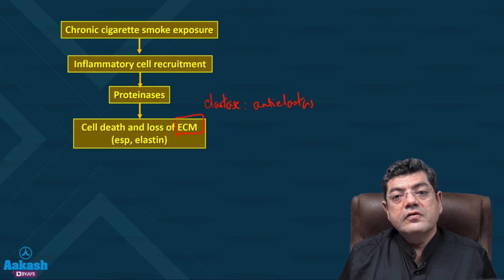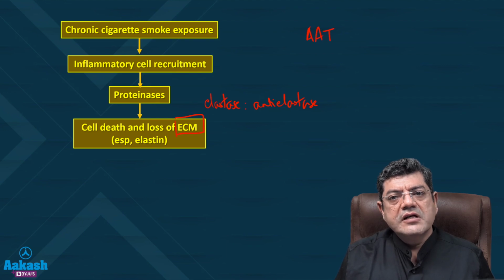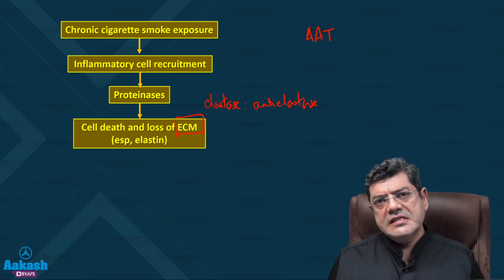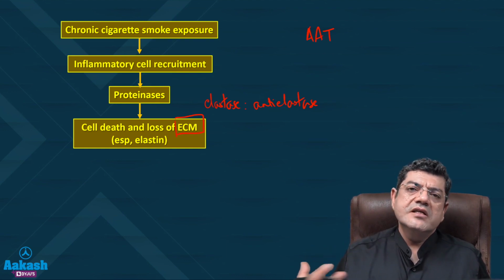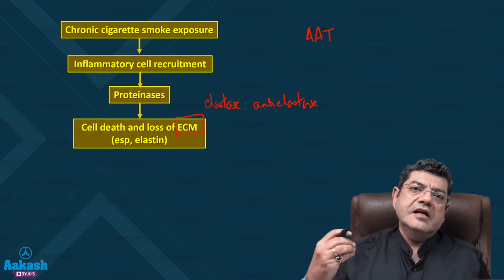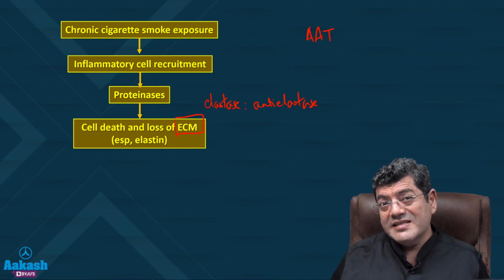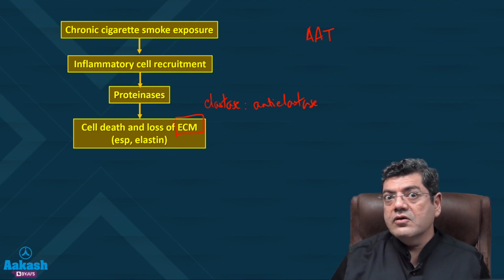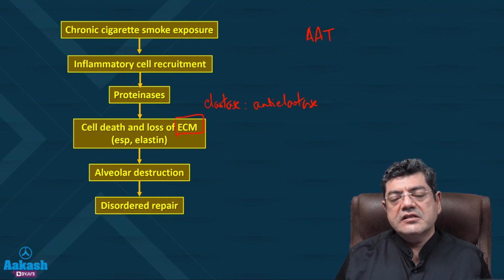You also know why elastase and anti-elastase are important, because you've probably heard of a disease called alpha-1 antitrypsin deficiency. Alpha-1 antitrypsin is one of the naturally occurring protease inhibitors, and when there is a deficiency of alpha-1 antitrypsin, there is increased expression of neutrophil elastase, and that damages the lung even in non-smokers, right? So a lot of elastin is destroyed, and therefore the alveolar destruction leads to disordered repair.